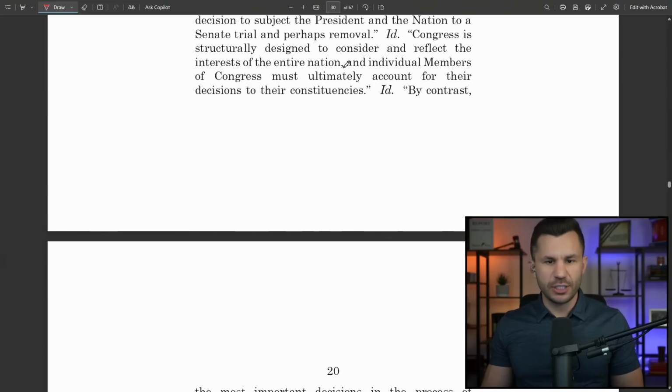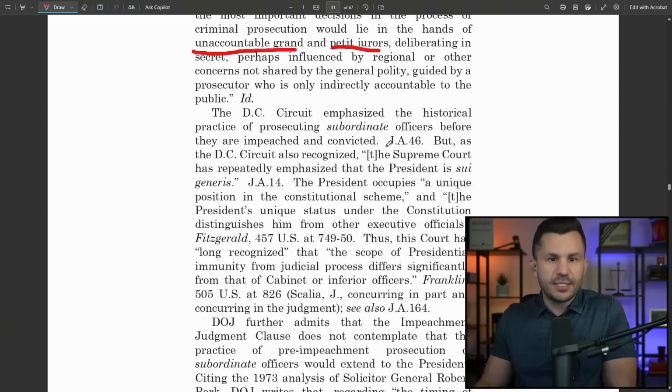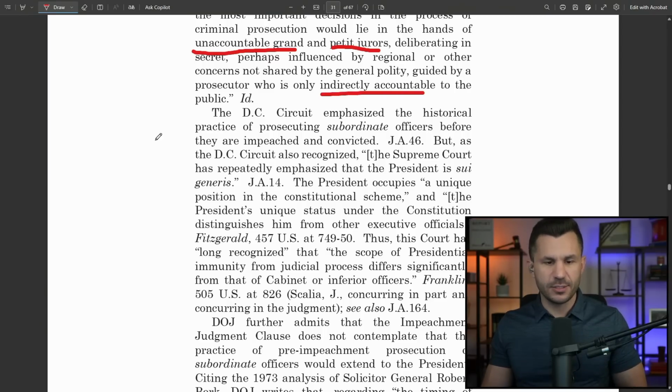Congress is structurally designed to consider and reflect the interests of the entire nation, and individual members of Congress must ultimately account for their decisions to their constituencies. By contrast, the most important decisions in this process of criminal prosecution, if we go your way, would lie in the hands of unaccountable grand and petite jurors, like Elizabeth Coors from Georgia, deliberating in secret, perhaps influenced by Big Fannie Willis and other concerns that most of us don't care about, guided by a prosecutor who's only indirectly accountable to the public. Doesn't work.